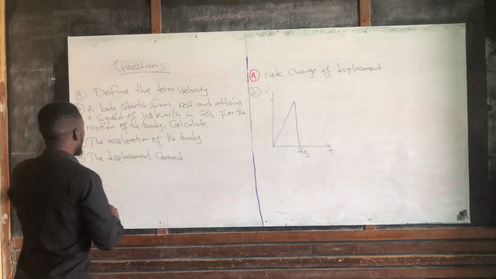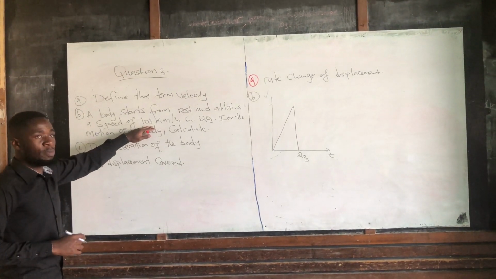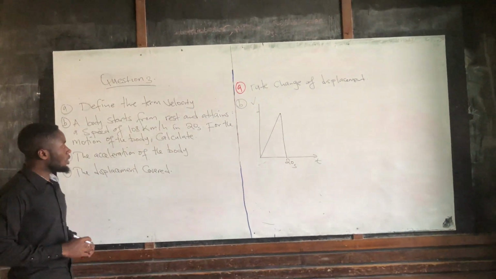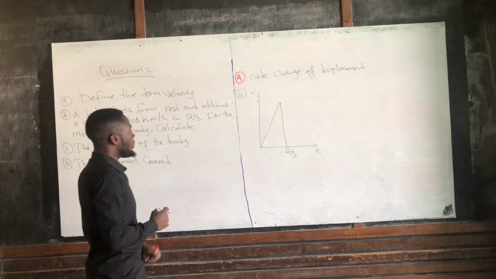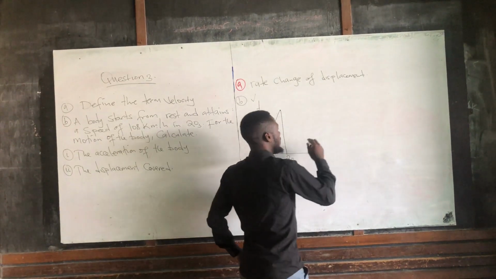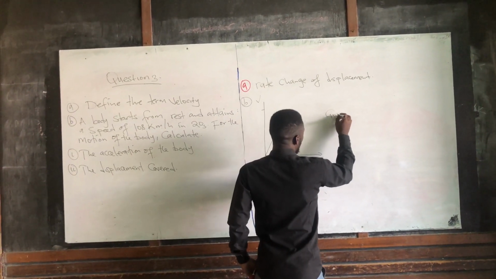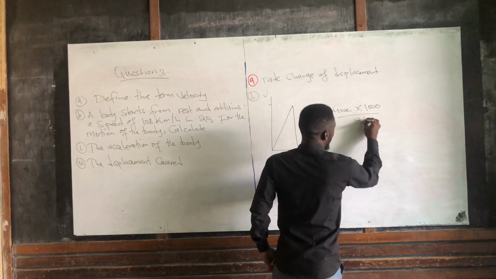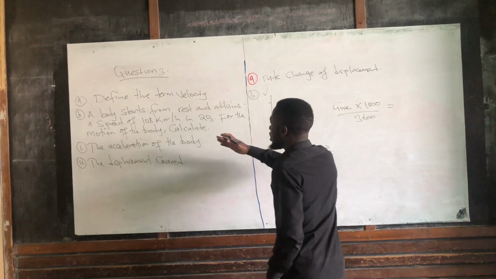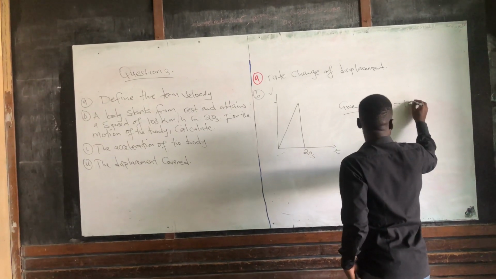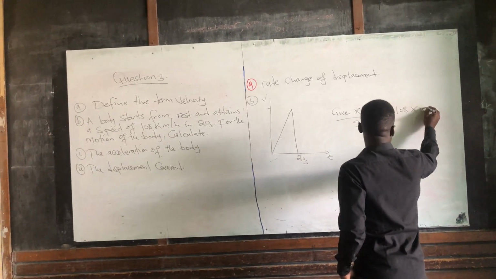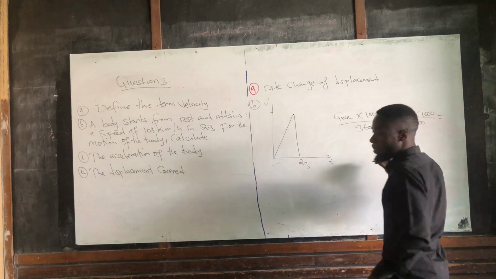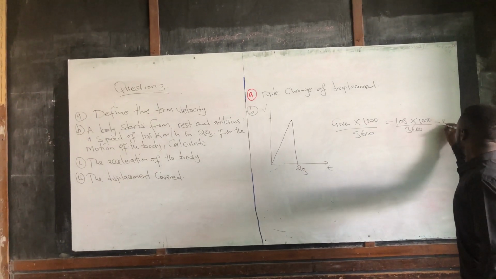So here, we are given this speed in kilometers per hour, meaning we need to convert it into what? Meters per second. So how to convert from kilometers per hour to meters per second? So we say just given value multiplied by 1,000 divided by what? 3,600. So in this case, what is the given value? 108 multiplied by 1,000 divided by 3,600. So what's the answer here? 30 meters per second.